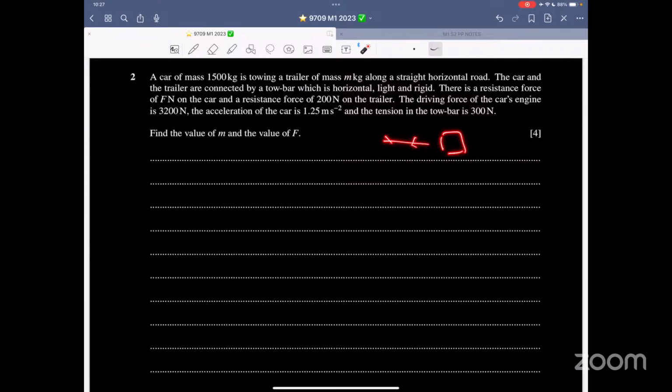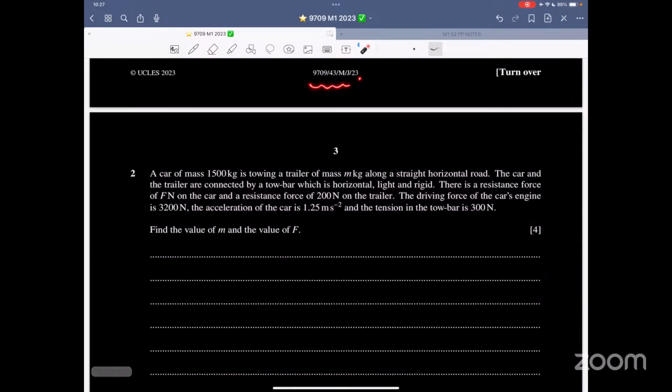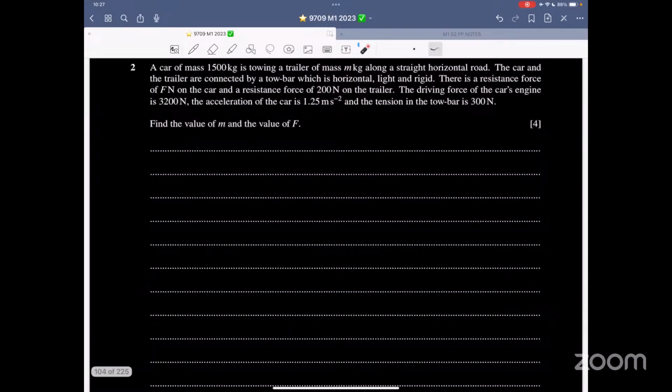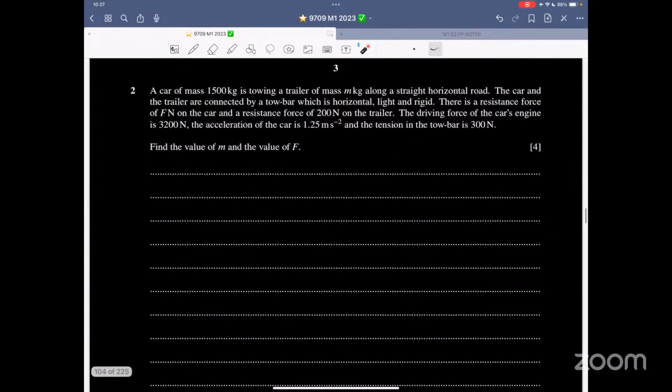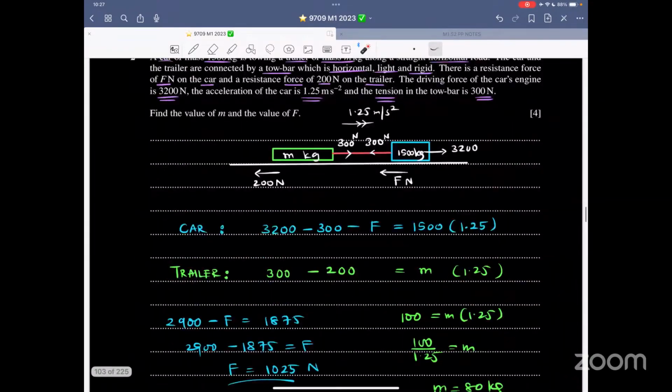From the perspective of car and from the perspective of trailer, I'll just show you the solution. Then it says there is a resistance force of F and a resistance force of 200. The driving force of the car's engine is this much. Acceleration of the car is this much. Tension in the tow bar is this much. Find the value of M and the value of F. This one is May/June 2023, variant 43. I'm just doing some papers at random. Now this is question number 2. Let me go up and tell you the solution.